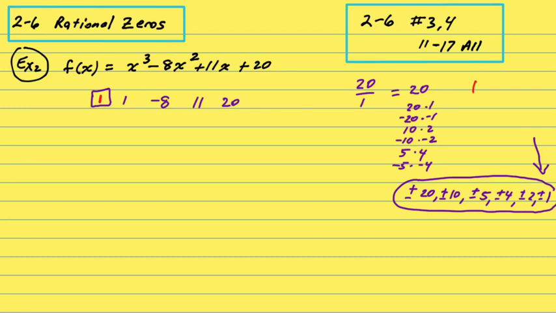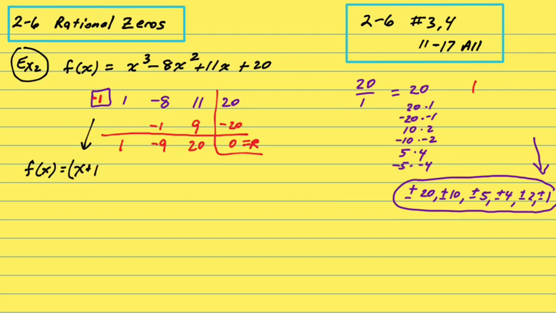So what would be a good one? Since I just tried 1, how about negative 1? Bring the 1 down, multiply. Negative 1, add negative 9. Multiply 9, add 20. Multiply negative 20. Add and you get a 0 for the remainder. So that tells me negative 1 worked. So that means the function is going to factor into x plus 1 times 1x squared minus 9x plus 20.